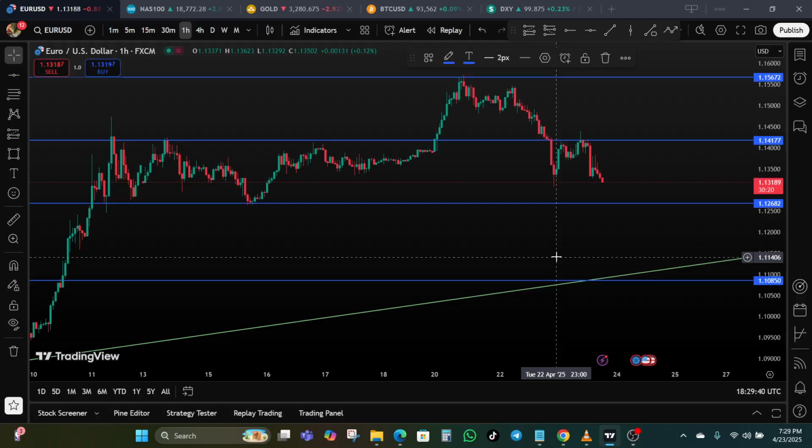Risk management is also a big part of this system. G7 traders stick to fixed risk parameters, use stop loss placements based on structure, and never chase trades. So this keeps your losses small and your account safe.